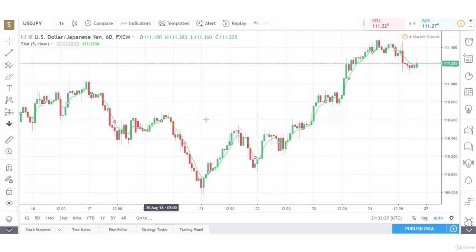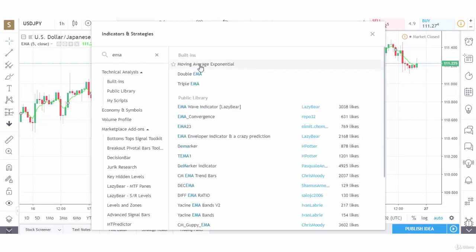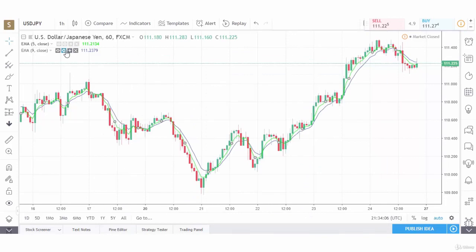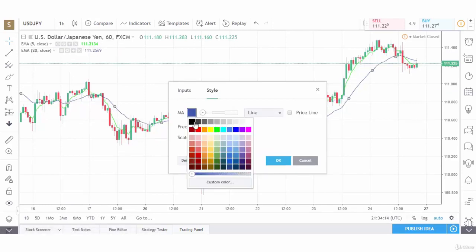And hit OK. And now we're going to hit indicator again. EMA. This is going to be our second slow line. So go here to Format, and we'll type in a 20. And we're going to make this a red line.